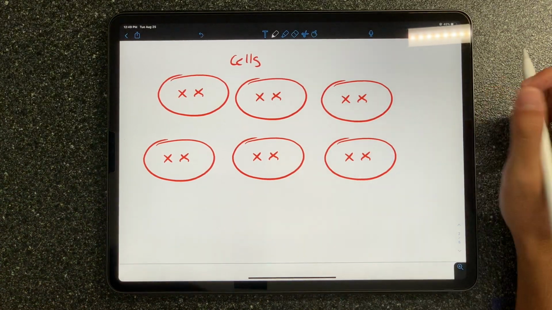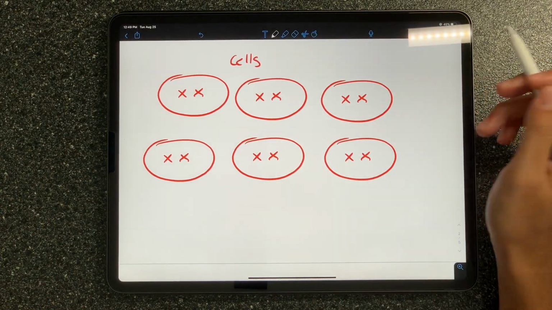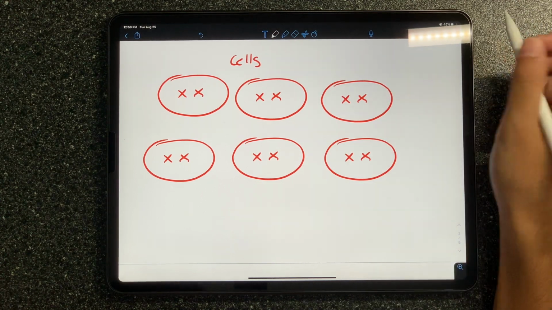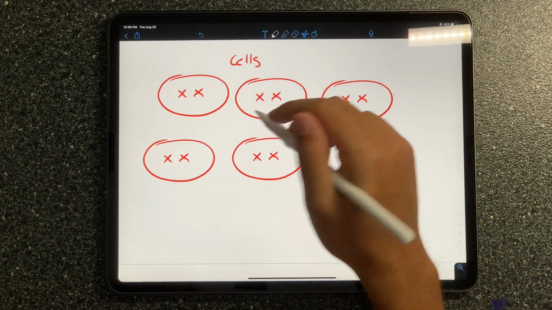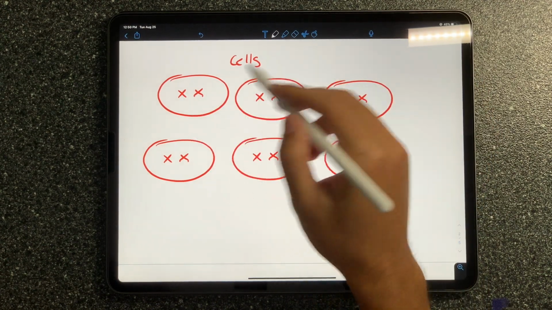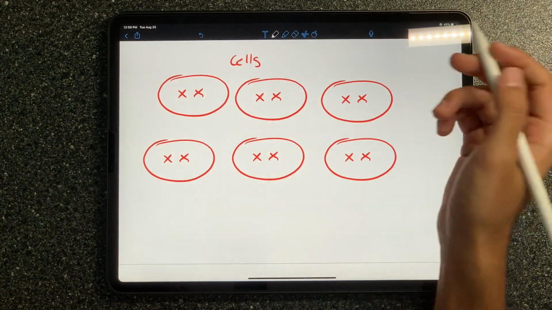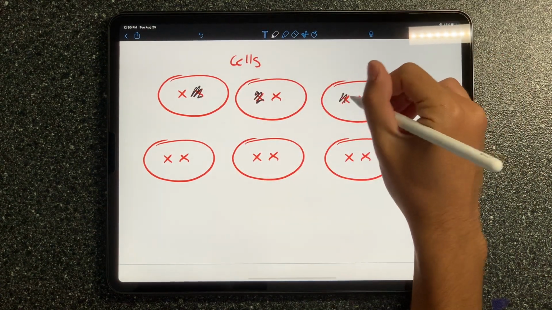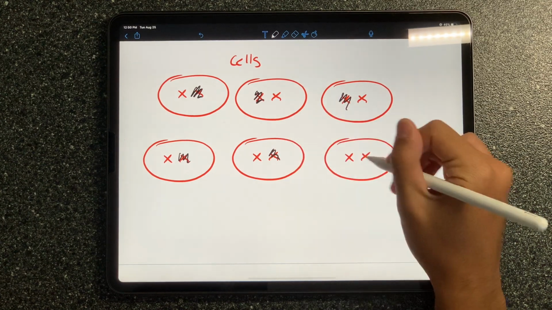The Lyon hypothesis deals with X inactivation through X-linked inheritance, and X inactivation occurs in females due to females having two X chromosomes, and the genes in both chromosomes don't need to be expressed twice. So what typically happens is that one X chromosome gets randomly inactivated during development. So I'm crossing these out to represent that.